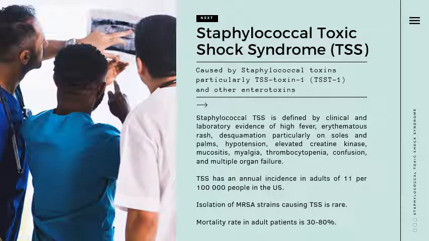Staphylococcal toxic shock syndrome or TSS is caused by the staphylococcal toxins that are produced by the S. aureus bacteria, particularly the TSS toxin 1 and other enterotoxins. Staphylococcal TSS can be menstrual related or non-menstrual related. Menstrual related if there is a pre-existing vaginal colonization due to the use of tampons or contraceptive sponges and leaving it there.